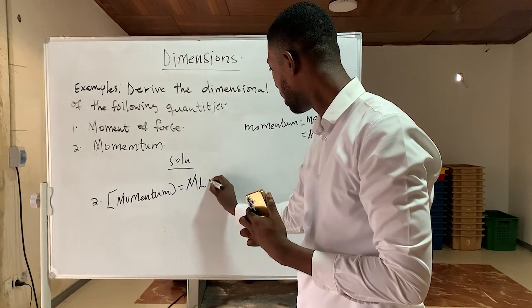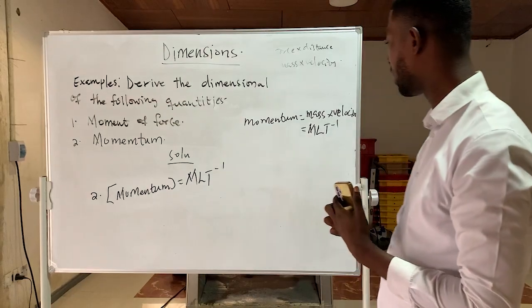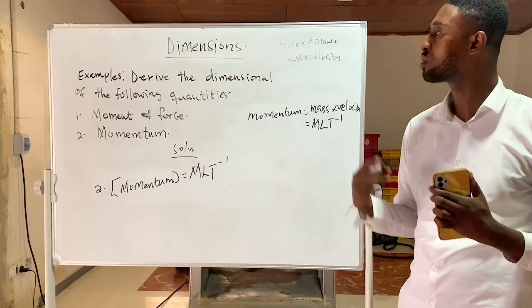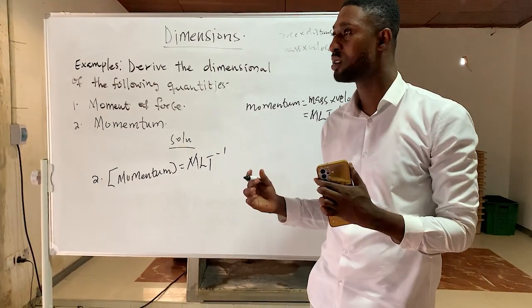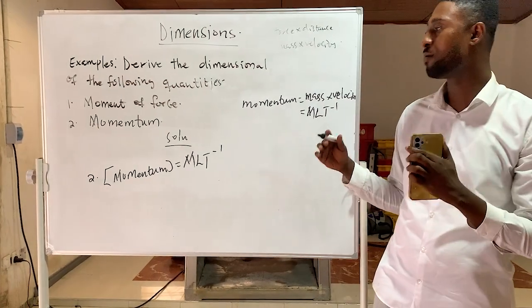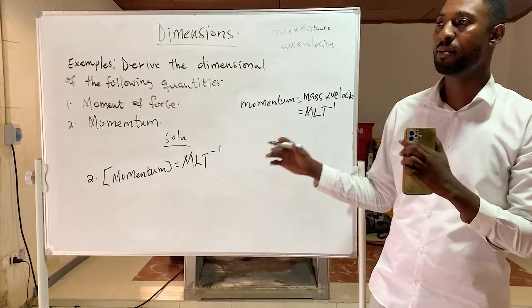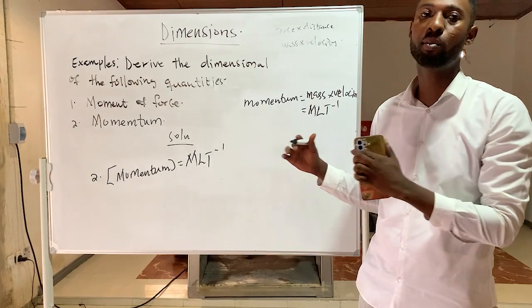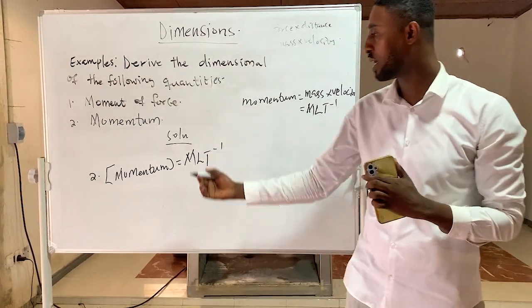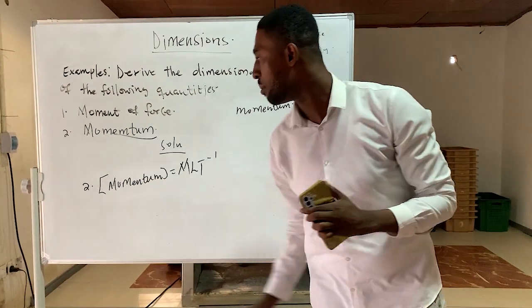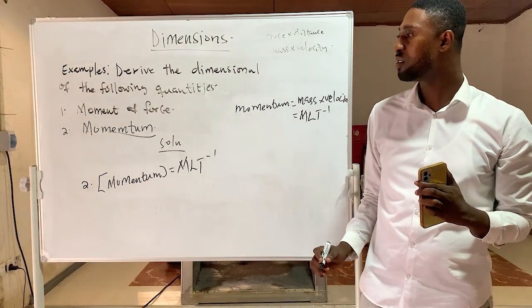So to calculate the dimension for momentum, we are going to have M LT minus 1. Anytime you want to calculate for dimension, what you need is the formula. You first need to find the formula. Then you find the dimension of the respective variables in the formula before you finally proceed to find the dimension of the variable given in the question.